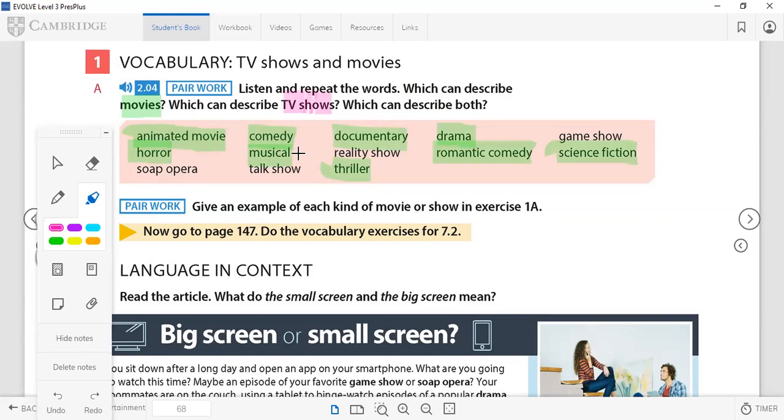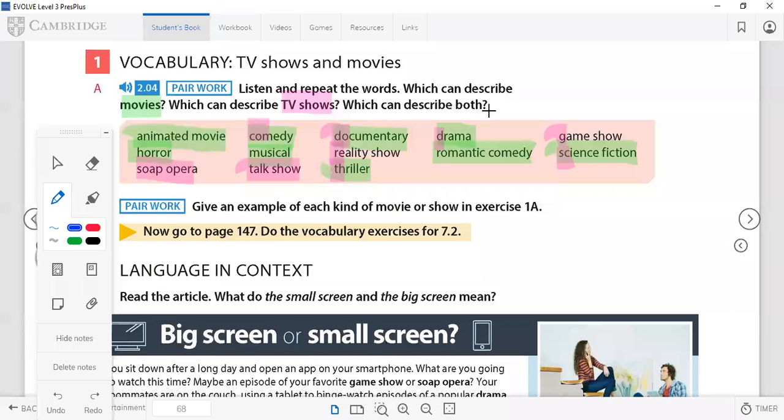For TV shows. TV shows, soap opera. One more time, comedy. So this is double colored, comedy. Talk show, because it's a show. Also documentary, reality show, thriller. Drama, game show, and science fiction. Yes. Something difficult is to underline both.